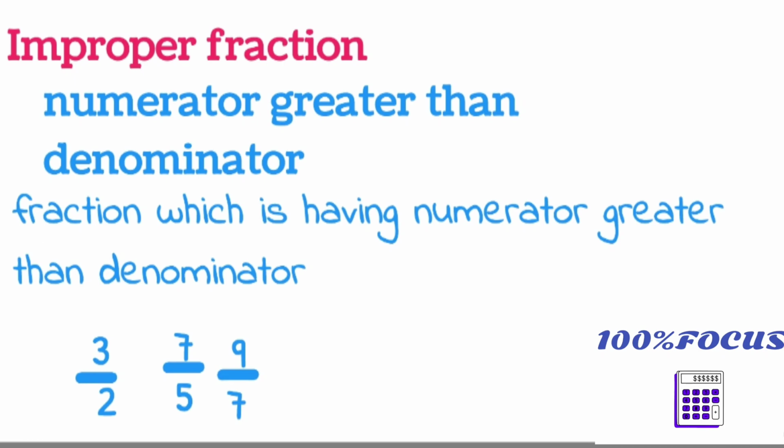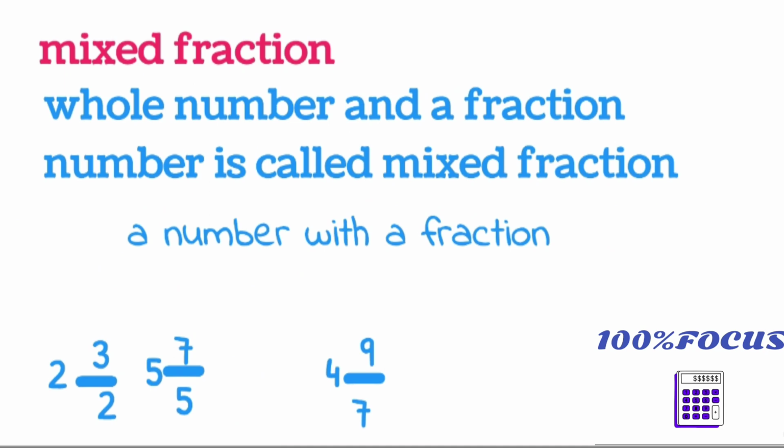Okay, the examples are 3 by 2, 7 by 5, 9 by 7. Here 3, 7, 9 are in the numerators and they are greater than the denominators, right? 2 kanna 3 peddadi. Is that clear? 5 kanna 7, 7 kanna 9. Here the numerators are greater. In improper fractions the numerators are greater; in proper they are smaller.